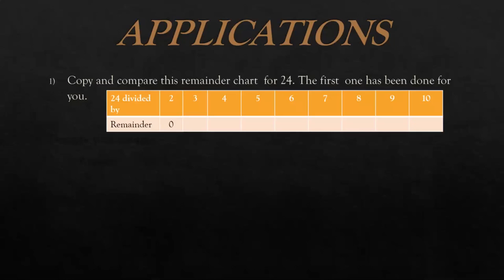Just take down your math notebook, divide each number, that is 24 divided by 3, 24 divided by 4, 24 divided by 5, up to 24 divided by 10. Let's do the division part and find out the remainder and write it in this remainder chart. So shall we start doing the answer? Okay.